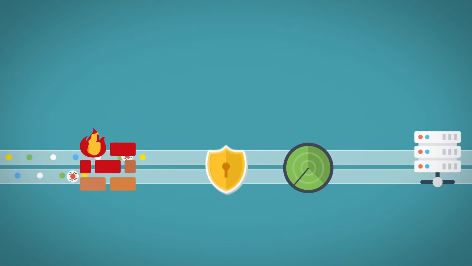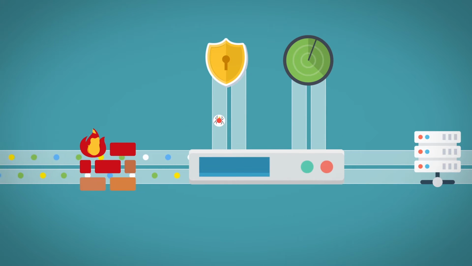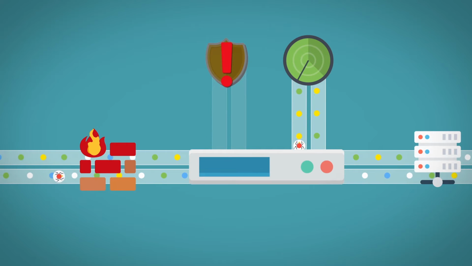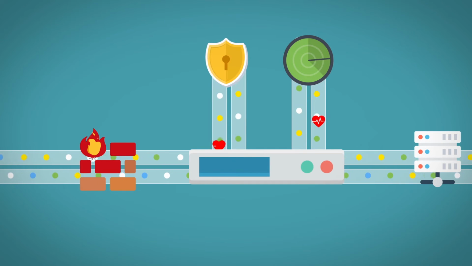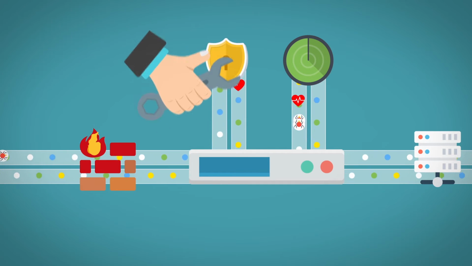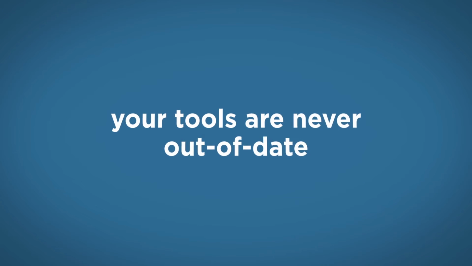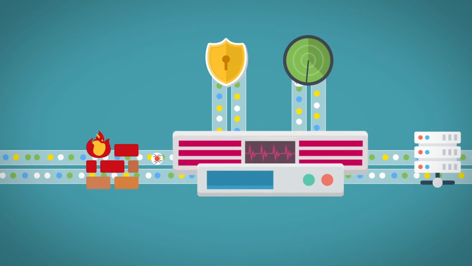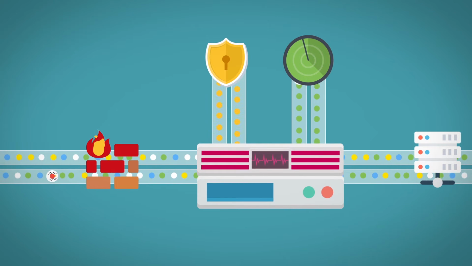By deploying a simple external bypass switch in front of your appliances, you can automatically route traffic around any device that stops responding to maintain traffic flow until the appliance comes back online. And the bypass makes it easy to take your inline appliances offline for maintenance or upgrades, so they are never out of date.